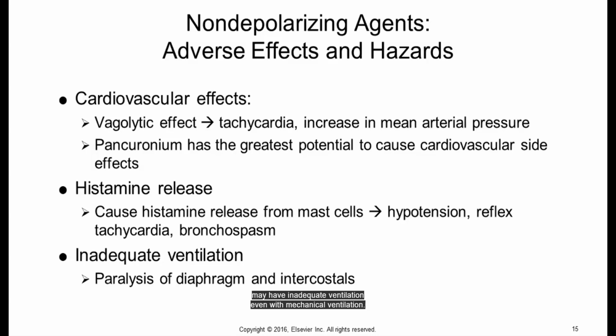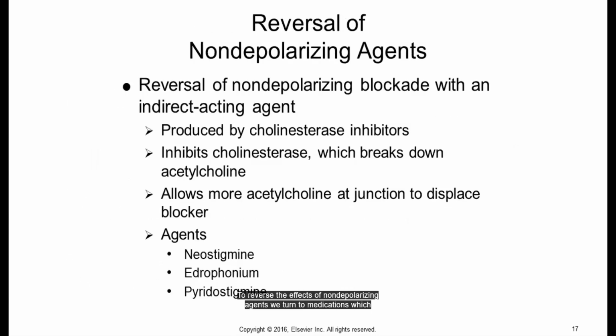mechanical ventilation. To reverse the effects of non-depolarizing agents, we turn to medications which inhibit cholinesterase, which is the enzyme that breaks down acetylcholine, and therefore allows more acetylcholine to bind to the receptor site instead of the non-depolarizing agent. Medications that fall into this category are neostigmine, edrophonium, and pyridostigmine.